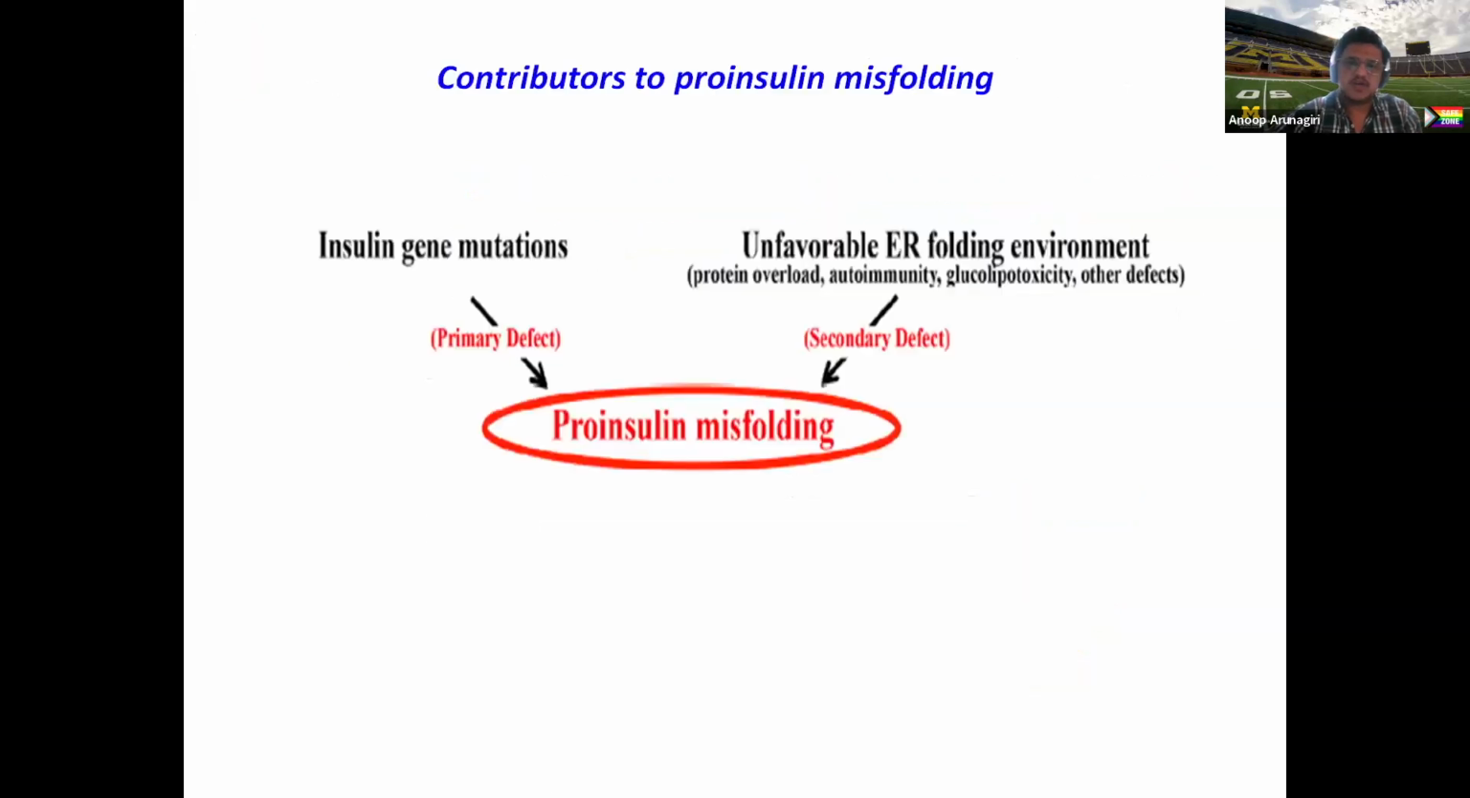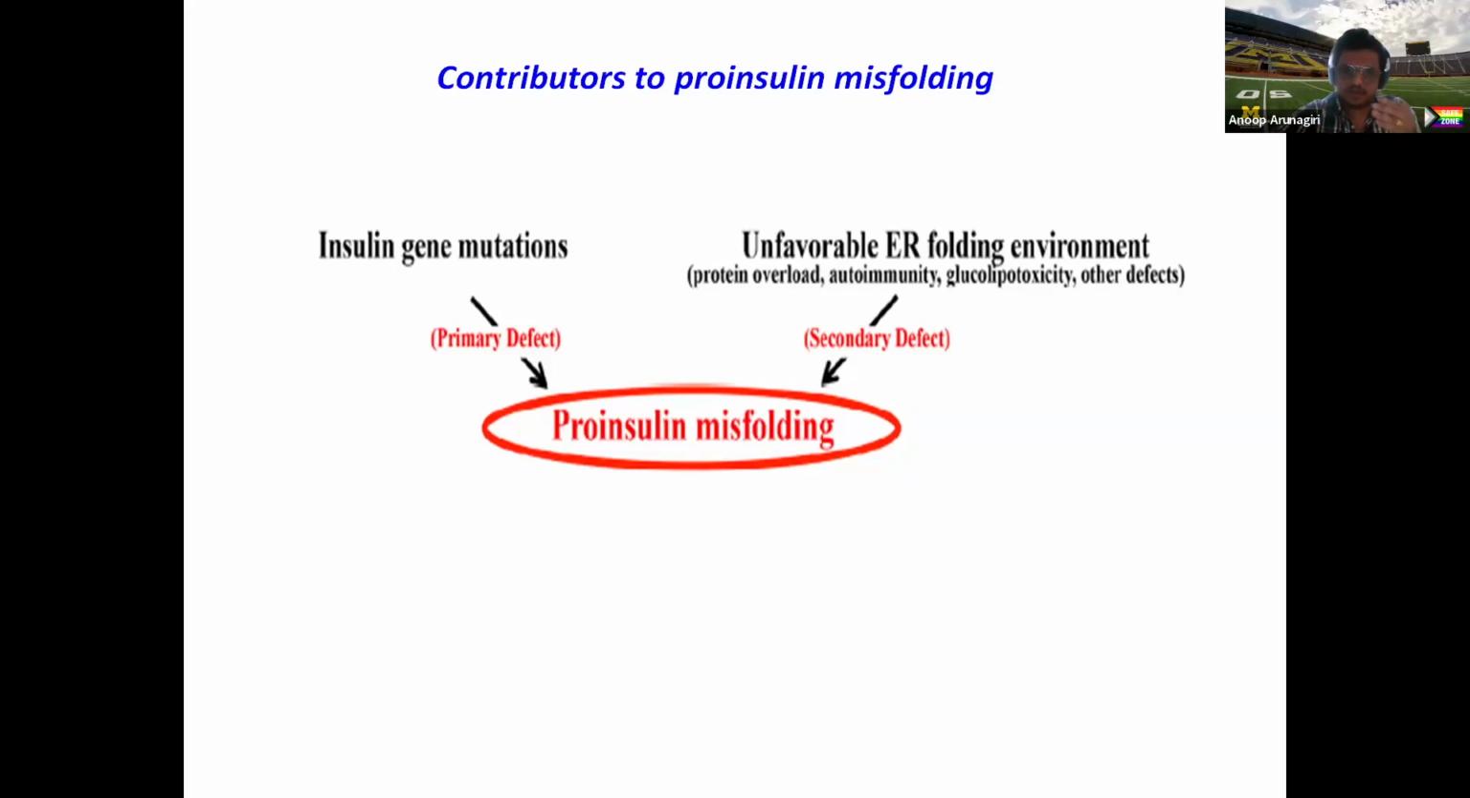All right, so now I'll go to the last part of the talk. So far what we learned: insulin gene mutations can lead to misfolding that can affect trafficking, and lead to insulin-deficient diabetes, more like type 1 in the Akita case. On the right side, ER folding environment problems like in type 2 diabetes, we have misfolding also. There again, we see trafficking problems.